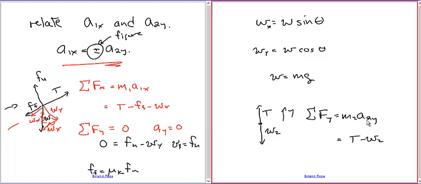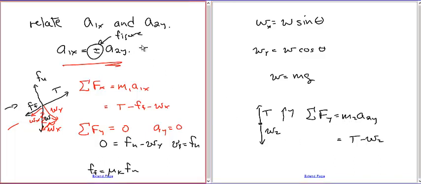Here, I don't know a2y and I don't know T. I can calculate W2 from the mass. I know the mass. So the third equation you have to use is this one here.